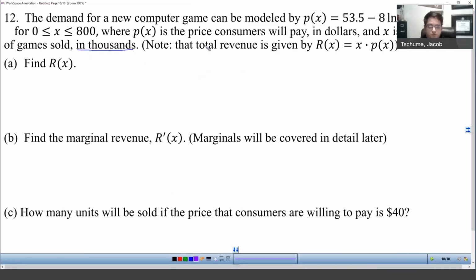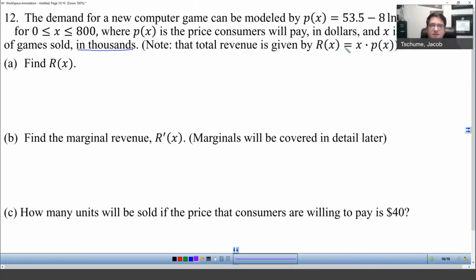Do make a note, because we'll need this for this problem, that total revenue can be found by taking x times the price function or the demand function. We will talk a lot more about this in chapter 3, but for now, I wanted to give you that formula.